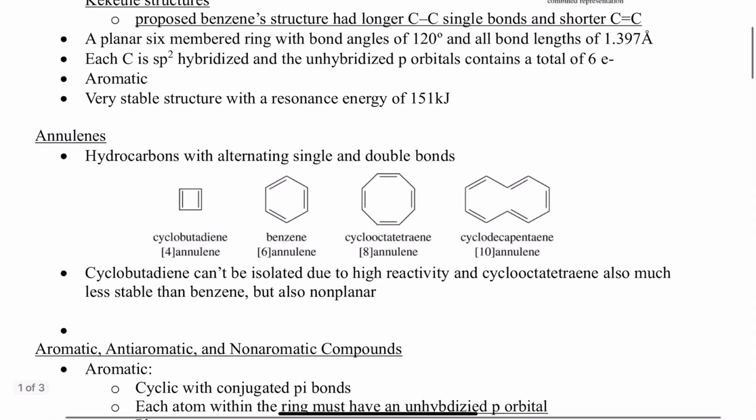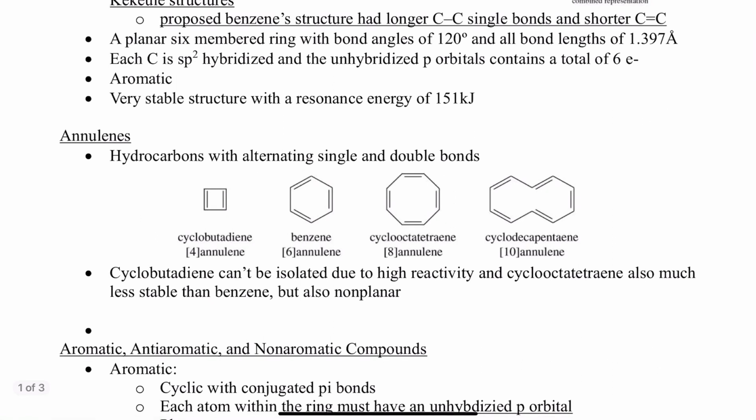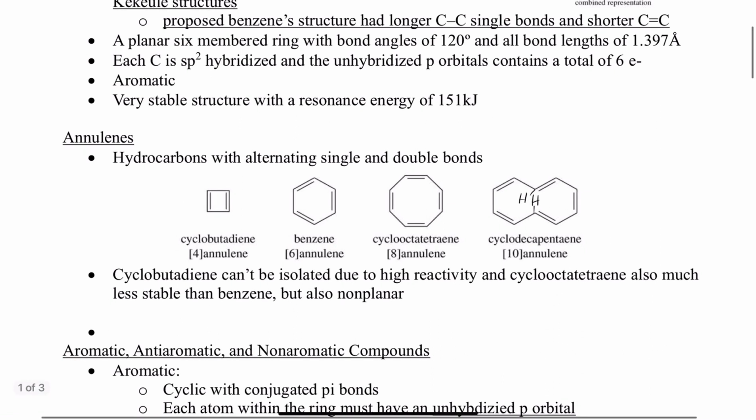However, we don't call all of these aromatic compounds. Instead, we say that these are annulenes. Annulenes are just hydrocarbons with alternating single and double bonds. And so if we were to take a look here at our 10-annulene, our cyclodecapentaene, here we have two trans double bonds. Therefore, our hydrogens are going to interfere with each other. Therefore, we do not have a planar structure. So this right here cannot be an aromatic compound.